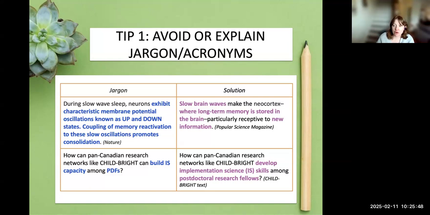And so after speaking with a few people on the team, I rewrote it as, how can pan-Canadian research networks like Child Bright develop implementation science skills among postdoctoral research fellows? So I think this is just an example of some terms and phrases that you might assume that everyone understands and knows, but that is actually very specific to your field.